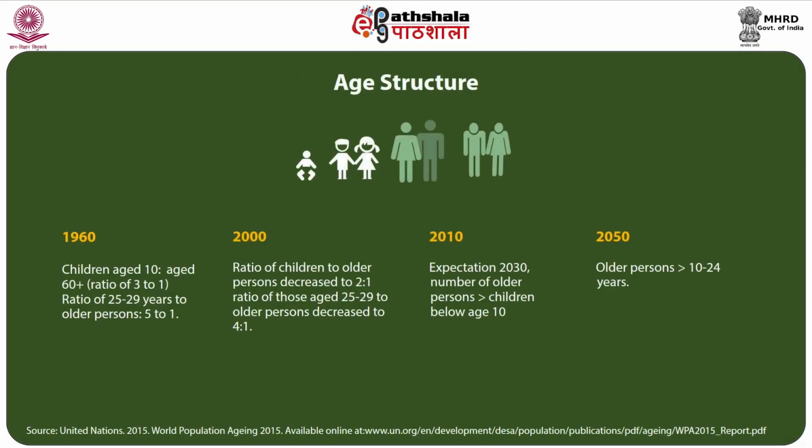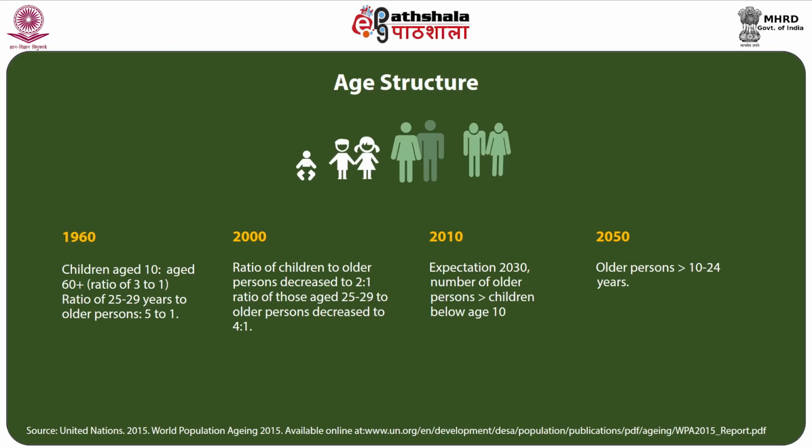For instance, in 1960, the ratio of children aged 10 years was 3 to 1, and the ratio between 25 to 29 years was as high as 5 to 1. In the case of 2000, the ratio between children and older persons was 2:1, and has come down during the 25 to 29 years to older persons as high as 4.1.